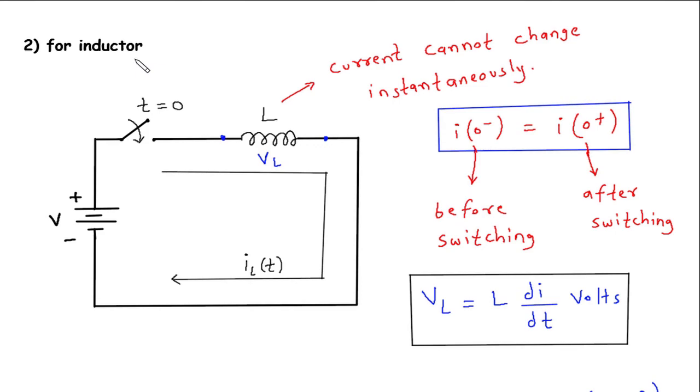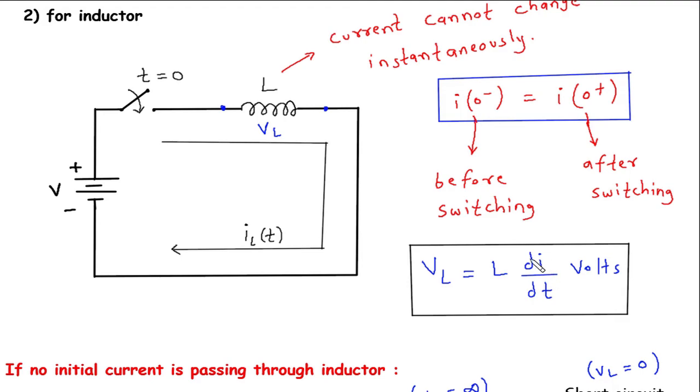But in the case of an inductor, current cannot change instantaneously, so I of 0 minus is equal to I of 0 plus. I of 0 minus is before switching and I of 0 plus is after switching. This is the current before switching and this is the current after switching. Let VL be the voltage across this inductor. So VL is equal to L di by dt, where di by dt represents the change in current with respect to time.